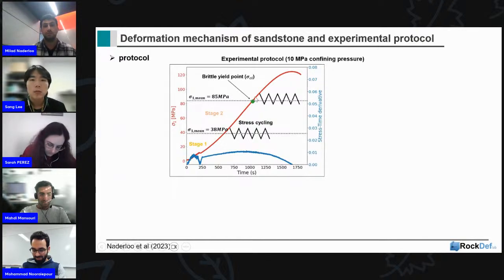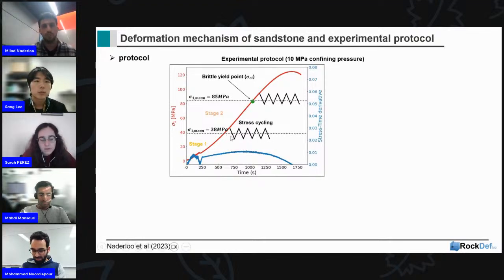And then after that, slowly we are getting out of the linearity, and then this is our brittle yield point. I say this just to give you an idea of how one rock, like our sandstone, can behave under loading. And then we use this to design our protocol.